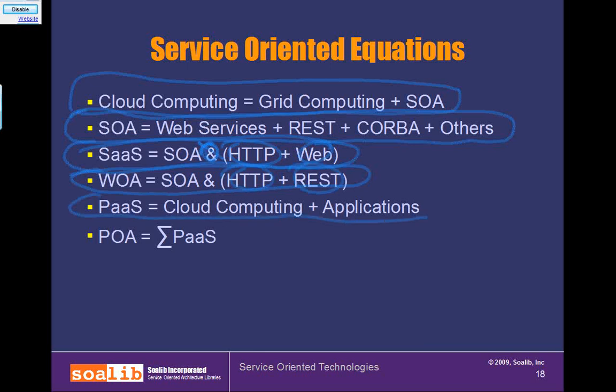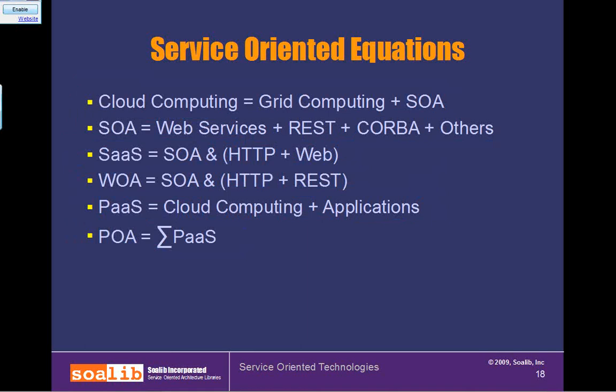Platform as a service is cloud computing plus application, in which application means that we have to provide different enterprise applications like Oracle WebLogic, databases, and different applications into the cloud environment, and then offer that combination of hardware and software together as a service. And platform-oriented architecture is the model that is used by PaaS.